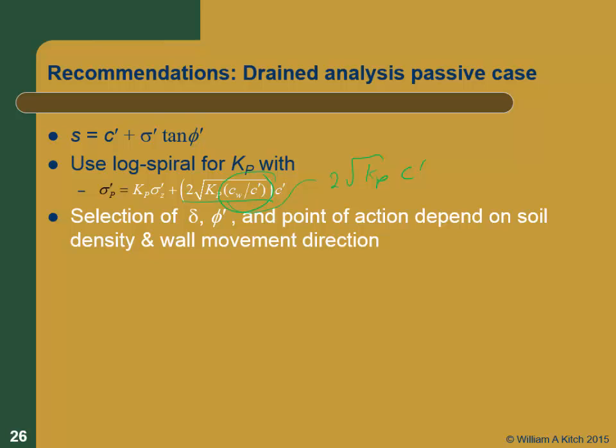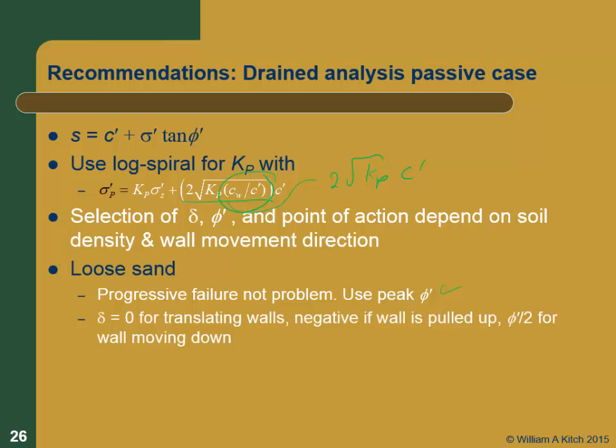What you select for delta and phi prime and the point of action of the wall is going to depend, again, on whether your soil is dense, both on the density and the wall movement direction. Remember, this was very clear from the data in the labs. So if you have a loose sand, then progressive failure is not a problem, and you can just use your peak friction angle. And if your wall's just translating, a delta equal to zero is appropriate.